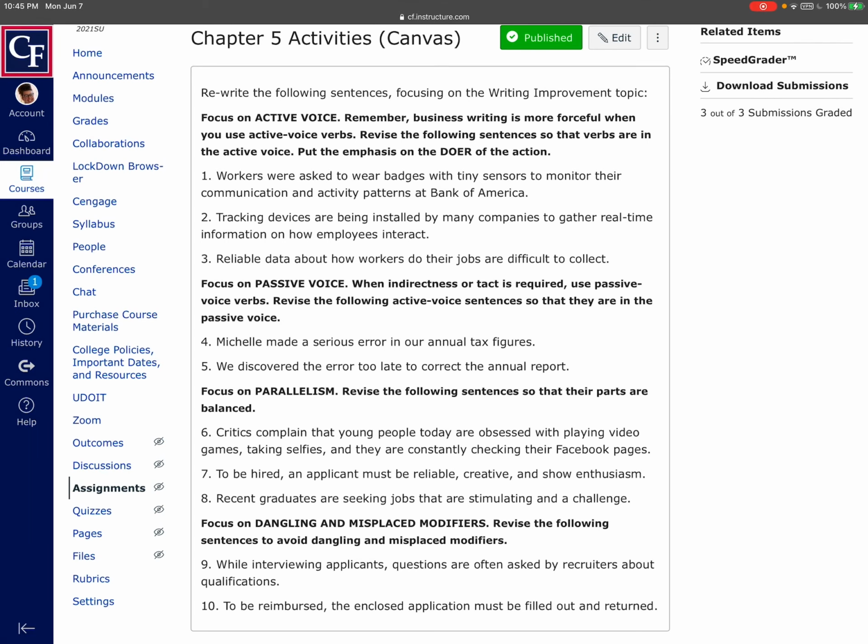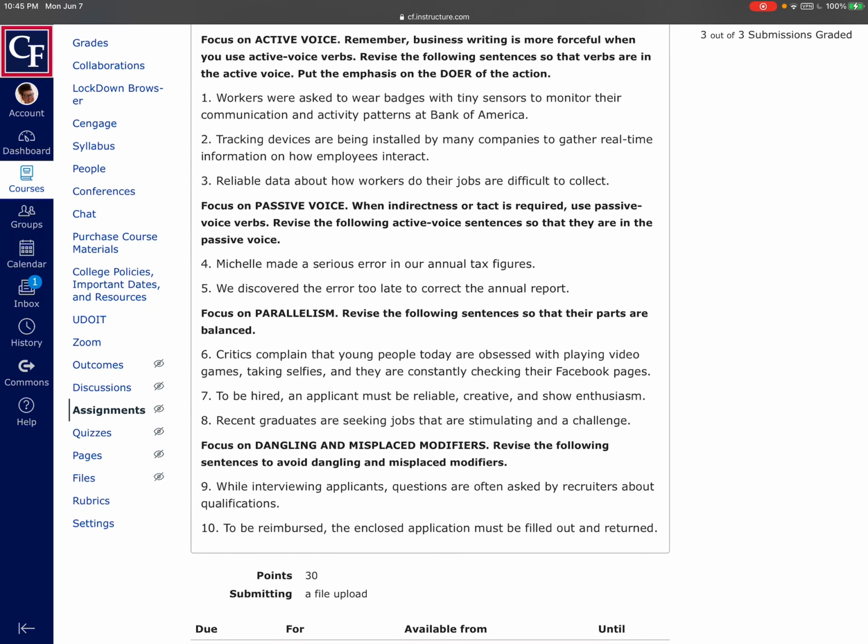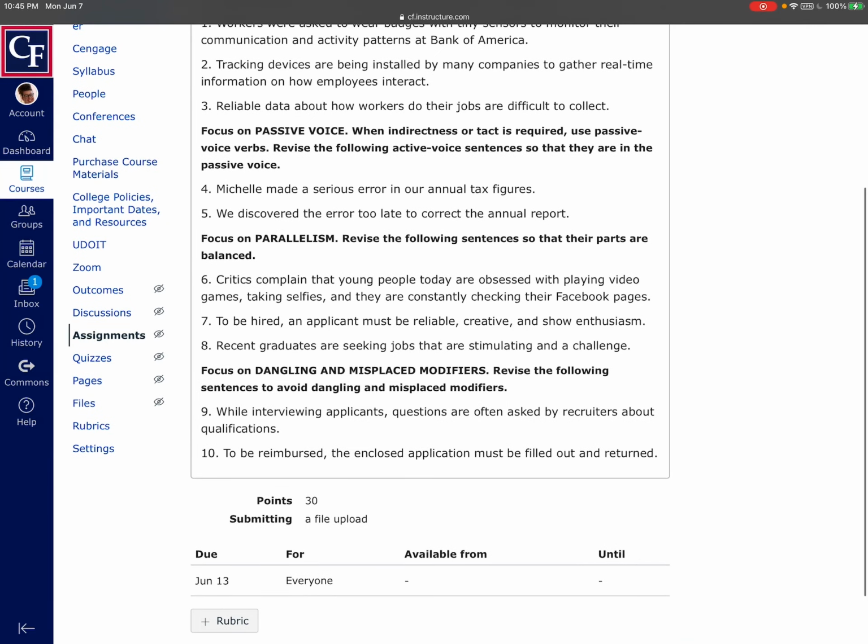On the next 2, we're going to flip it. We want to focus on passive. So instead of active voice now, we want to flip it to passive. If you're getting them confused, remember it's in the pre-recorded lecture, and it is also in the text in the chapter. And then the next 3 are about parallelism.